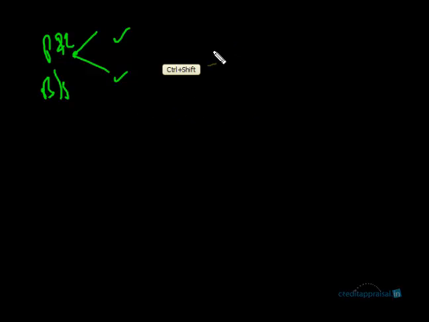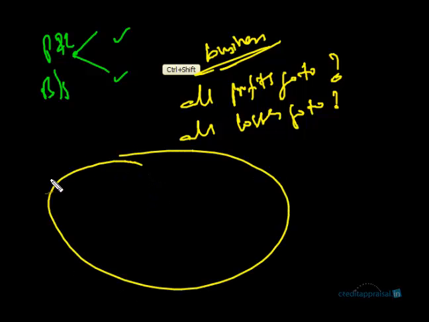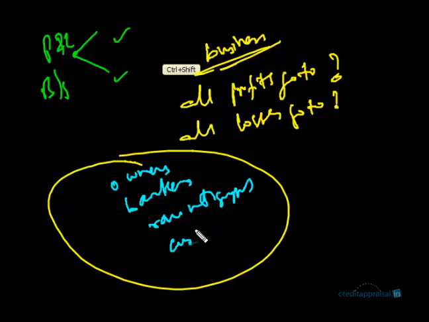You see here, in a business establishment, all profits go to whom? All losses go to whom? Can you answer this question? When you see a business as an entity, there are various players involved. The owners are there, the bankers are there, the raw material suppliers are there, and we have the customers of the company. There are various stakeholders involved.